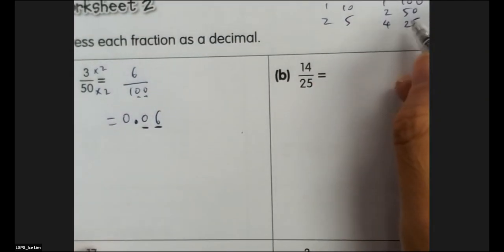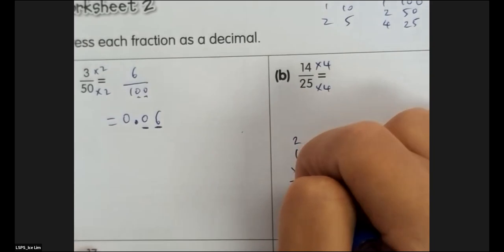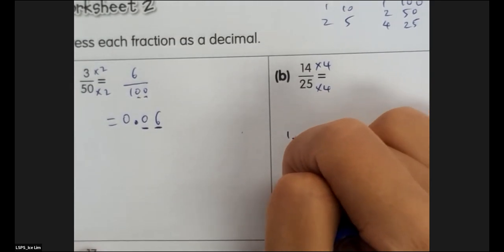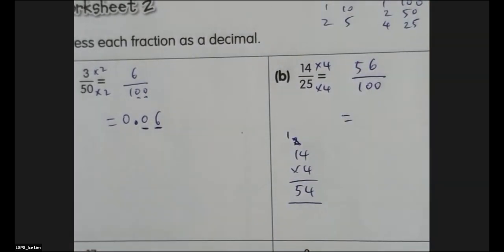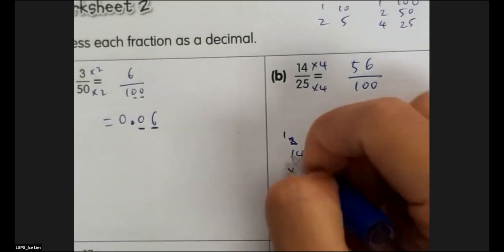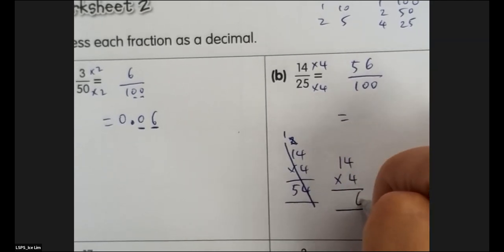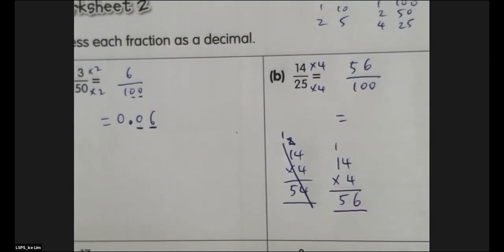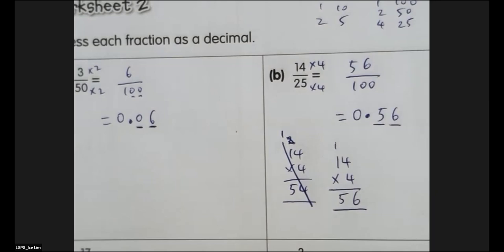Now, this one, 25 is here, so times 4. So 14 times 4 is 64. Sorry, 14 times 4 is 56. Okay, so I have 56 out of 100. Sorry, I'm in a hurry, so I'm trying to multitask. My brain is moving faster than my finger. Okay, is this correct now? Sorry about the mistake. So behind the decimal point, 2 spaces, so I have 56, and so 0.56.